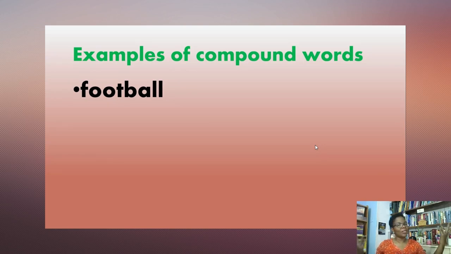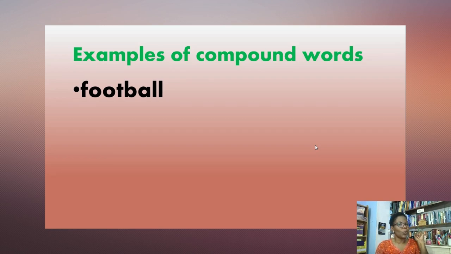Now, let us try and tell the meaning of the word football. Now, what is a foot? We could say a foot is a limb on the body, right? A limb on the body. And a ball is a round object, most likely. A round object or an object that we play with, right? That we kick, or what else would you want to say about it?